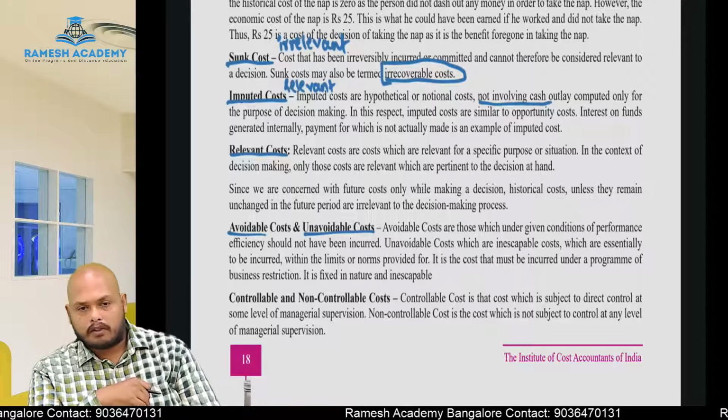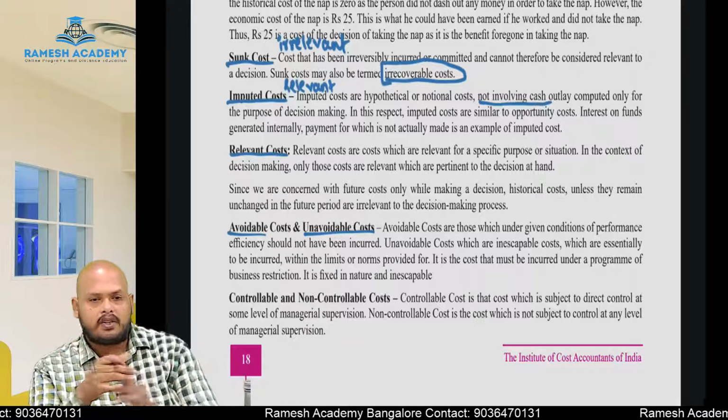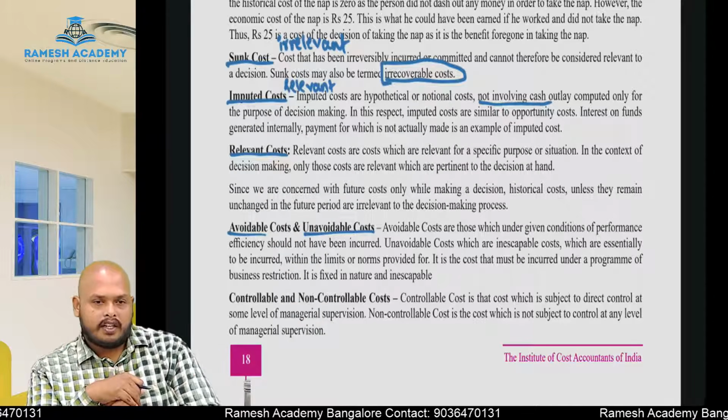A simple example for that also we can take. Suppose one educational institution is there.